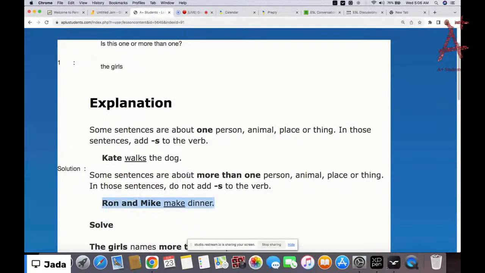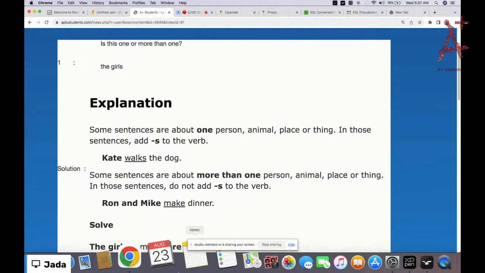Okay, it's talking about two people and not just one person. So because it has two people, you cannot add an s to the sentence. The verb should be without an s. But in the first one, it's talking about one person, which is Kate. Because it's talking about Kate, who is one, then you're going to add an s. Okay, so that's how it is.